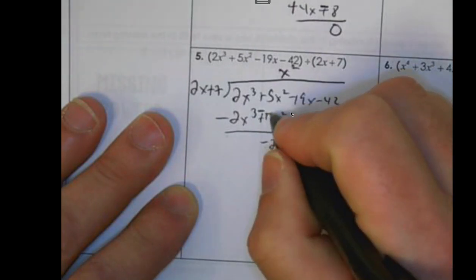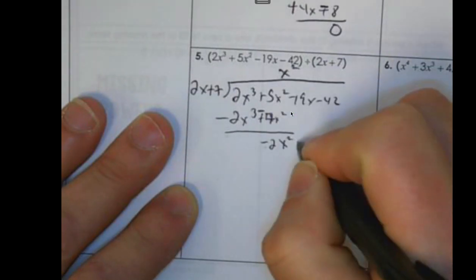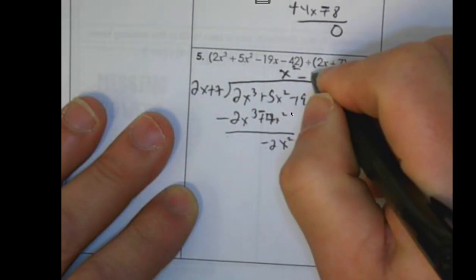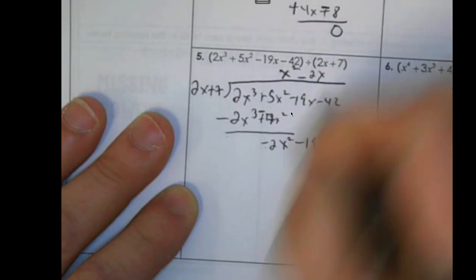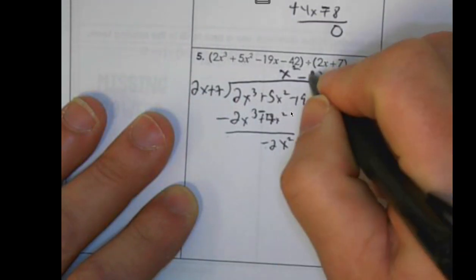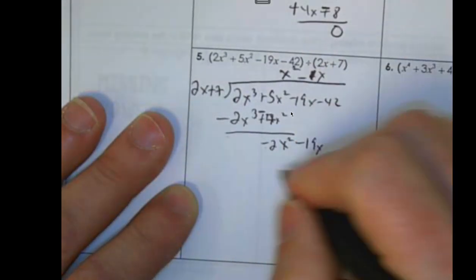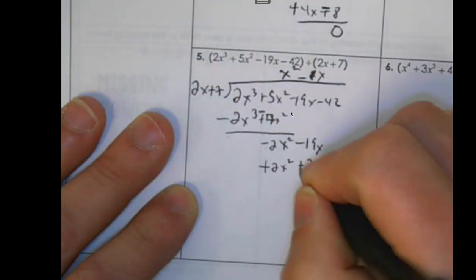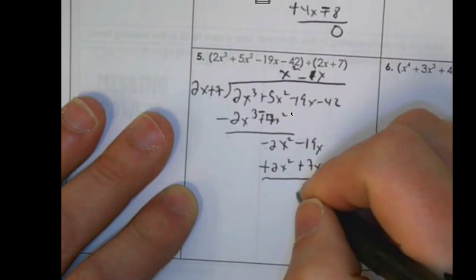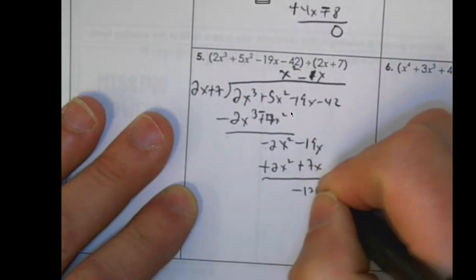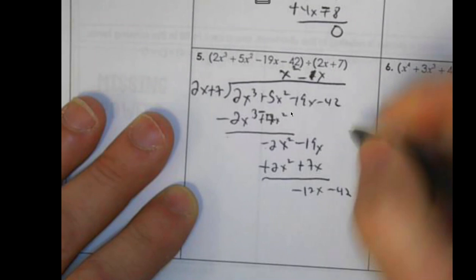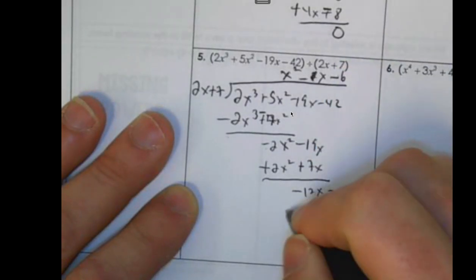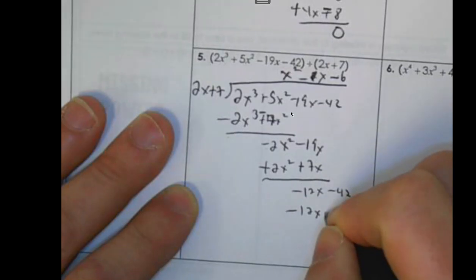I bring this down, I get negative, oh sorry, that's negative 7x. I get negative 2x squared minus 19x. And then I'm going to times that by a minus 1x. So it gives me negative 2x squared minus 7x. Change my signs. And this gives me, I believe, negative 12x. Bring down that negative 42. And then I'm going to go minus 6. So then that gives me negative 12x minus 42.